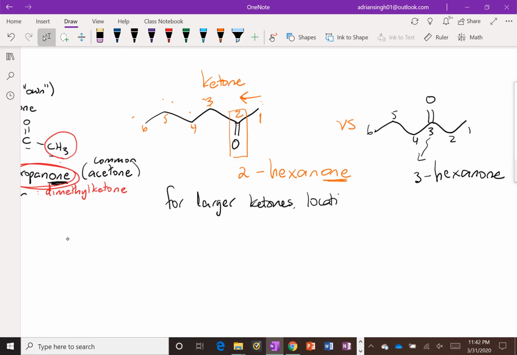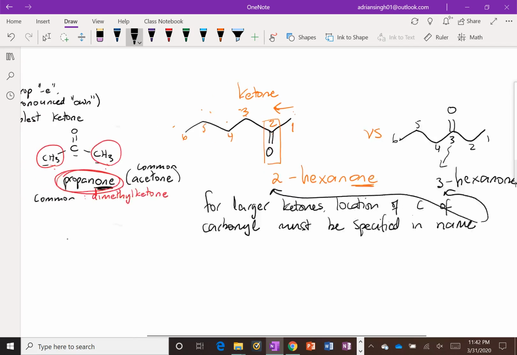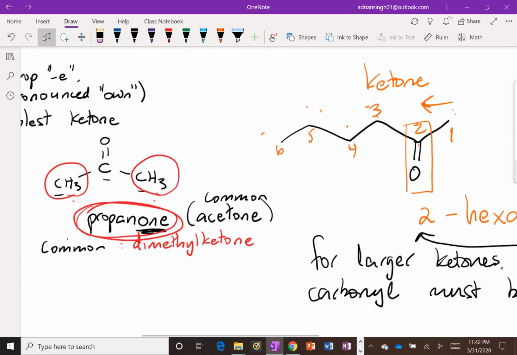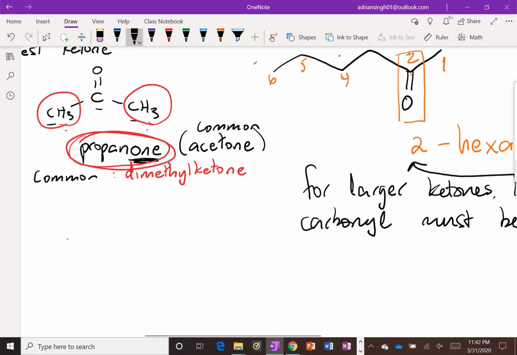the location of the carbonyl must be specified in the name. Right? We have to say where that double bond, the C double bond O, is located. Notice we didn't need to say it in propanone because that carbonyl can only be in one position, right? It has to be in the central carbon. It couldn't be on the ends, otherwise it won't be a ketone. It would be an aldehyde.